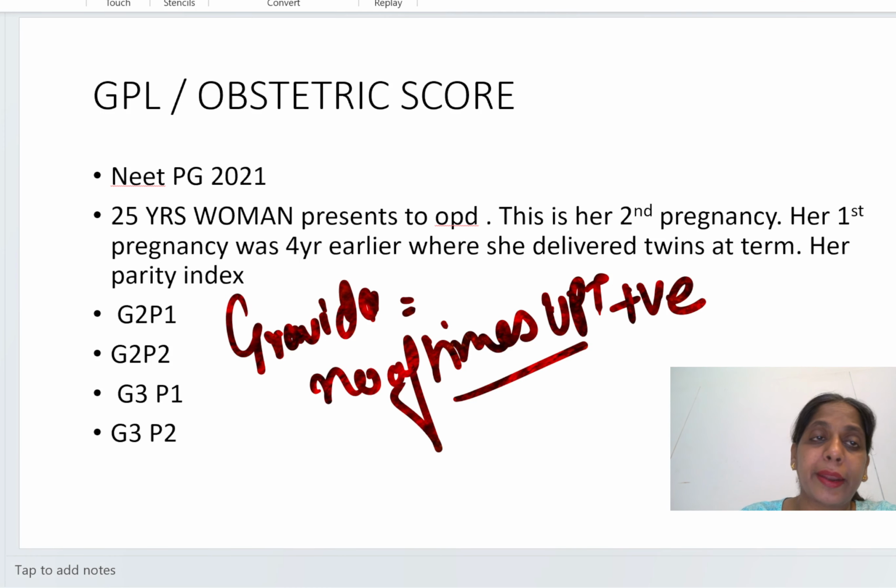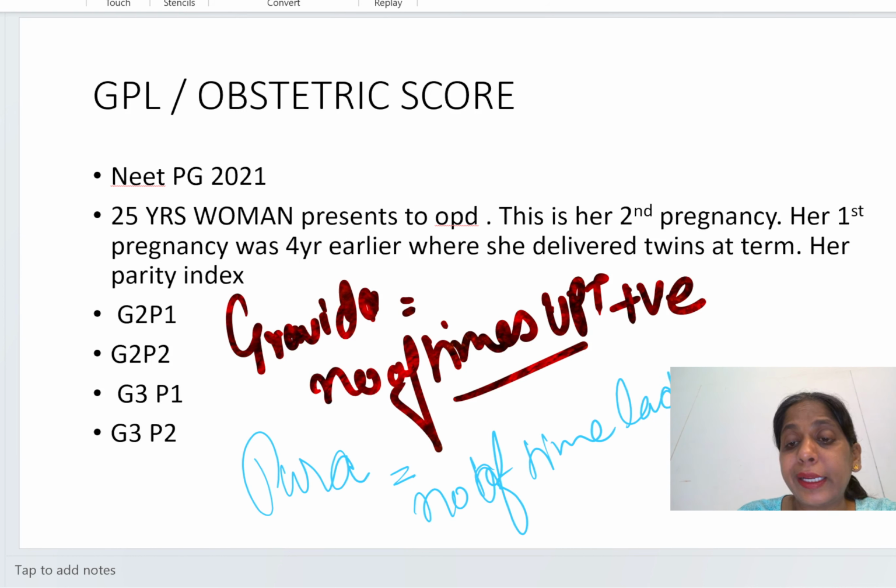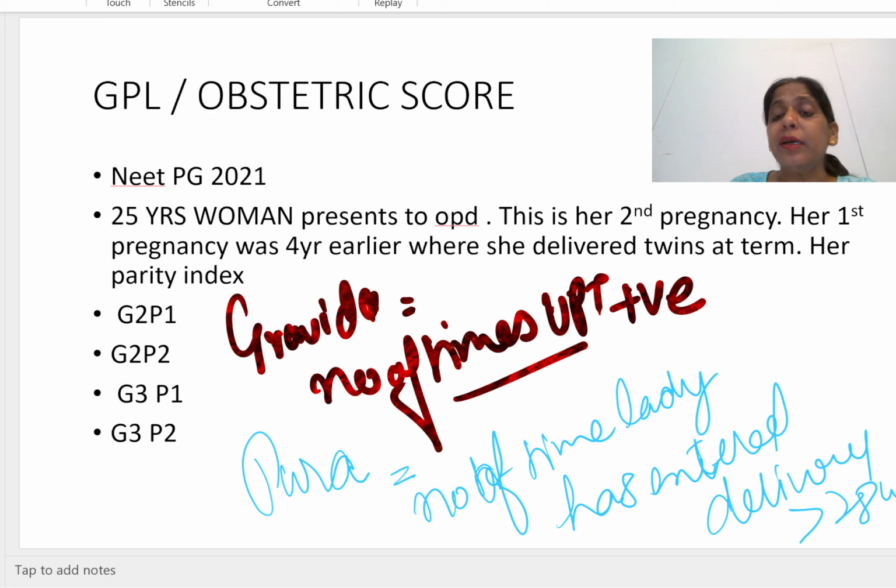Okay, so what is para or what is parity? Parity is the number of times the lady has entered the delivery room and has delivered the fetus at more than 28 weeks.